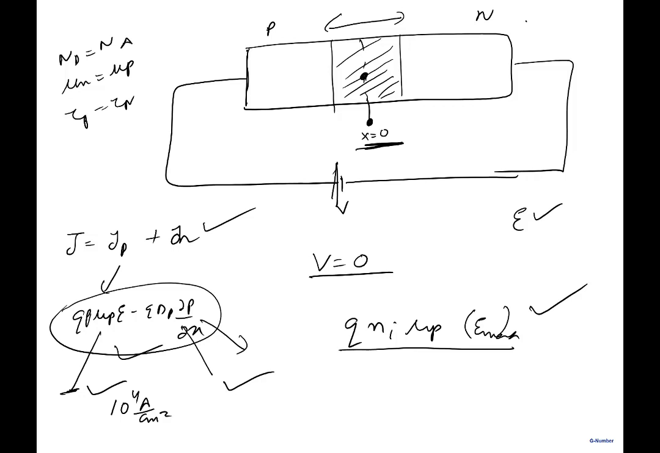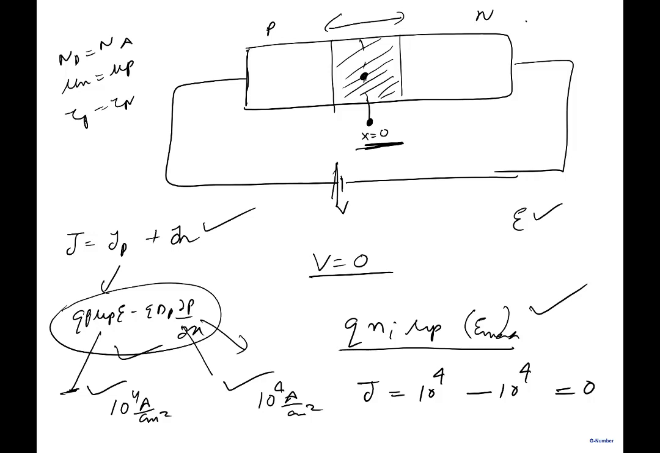So if this is 10 to the power 4, this thing would also be 10 to the power 4. I don't need to calculate. Drift and diffusion are cancelling each other. So this is the situation at equilibrium. Note that at equilibrium, J equals 10 to the power 4 minus 10 to the power 4, equal to 0.